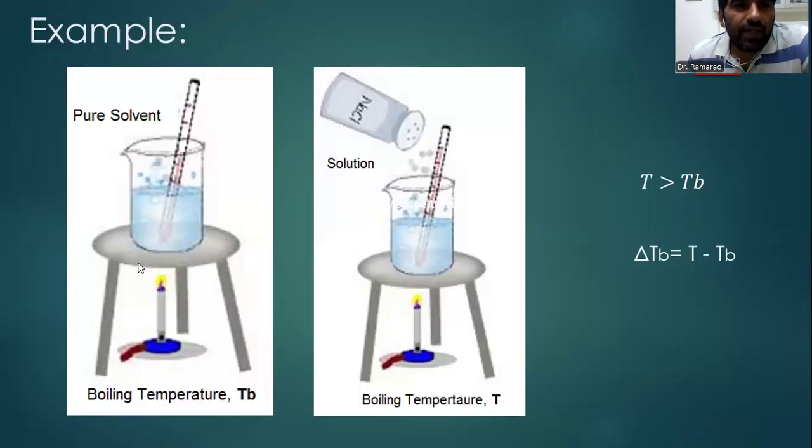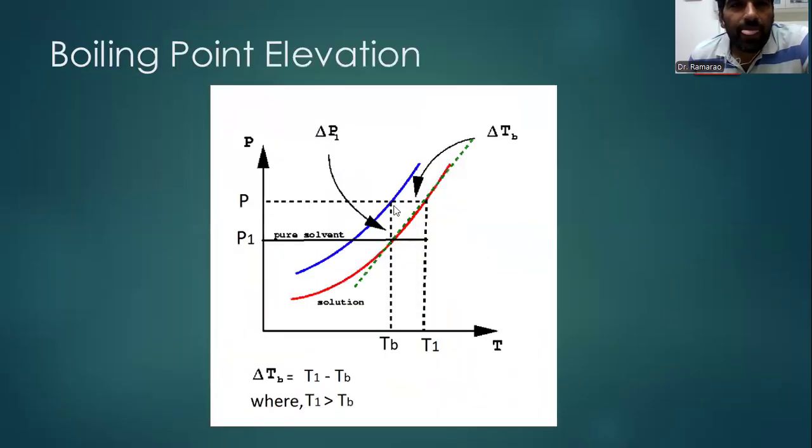So for example, if you take pure solvent and solution, the pure solvent has boiling point temperature TB, and for the solution the boiling temperature is T. So T is greater than TB. So the change in boiling point, delta TB, equals T minus TB. Here if you see, the pure solvent is at TB and the solution is at T1, and this change is the boiling point elevation.